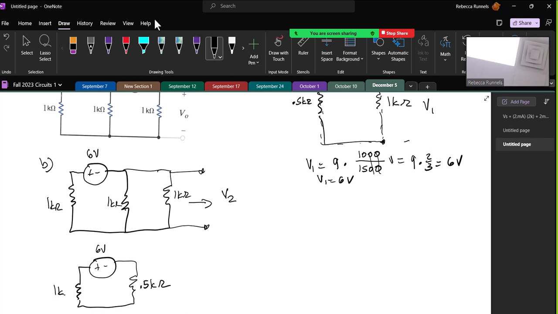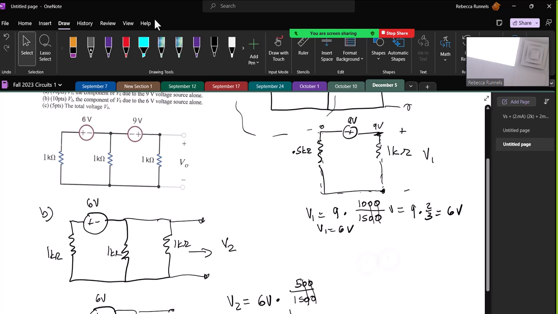And this is 1 kiloohm, and I'm still looking for the voltage right here. And so once again, I can do voltage division. So V2 will equal 6 volts times the resistance that I'm looking at, which is 500, over the sum of the resistances, which is 1,500. So this time that is 6 times 1/3, or V2 is 2 volts.